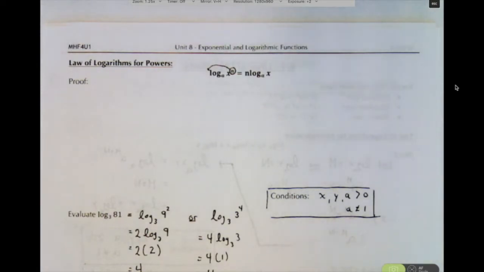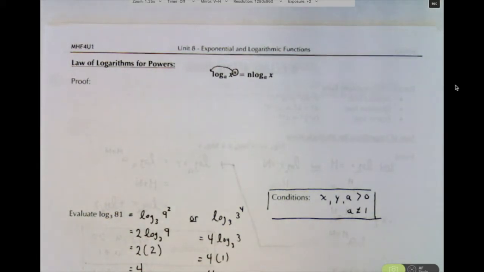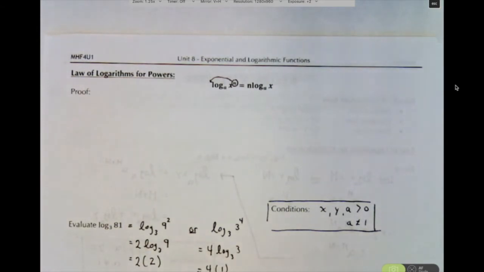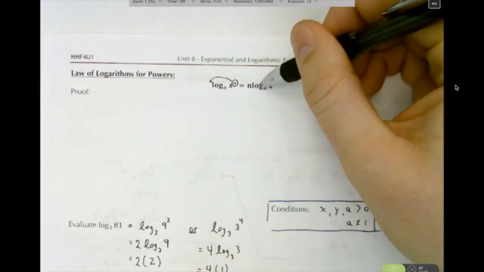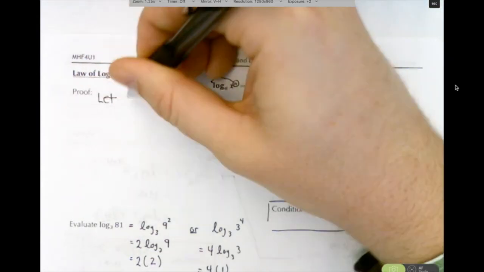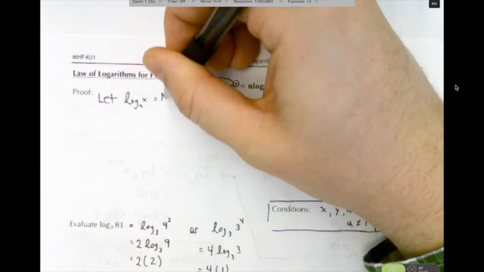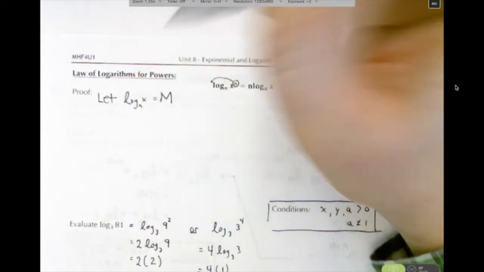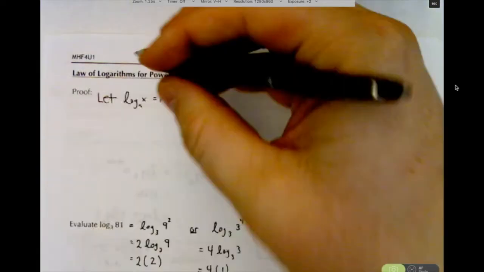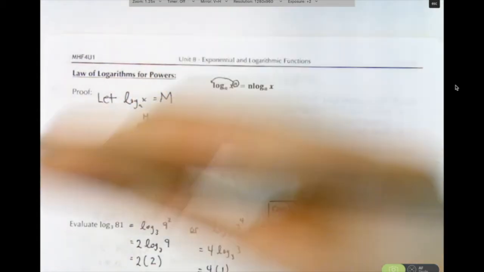If you'd like to see the proof, it is, again, done similarly to the proof of the other two. We're going to use power rules. So we'll start by looking at our right side, and we have n times log of x base a. I'm going to let the log of x base a equal m. And if we rewrite that as a power, that would be a to the exponent m equals x.